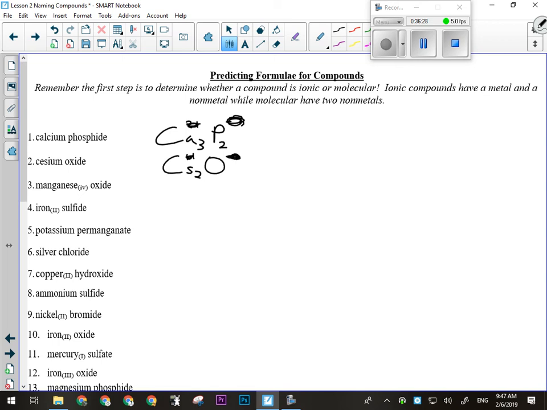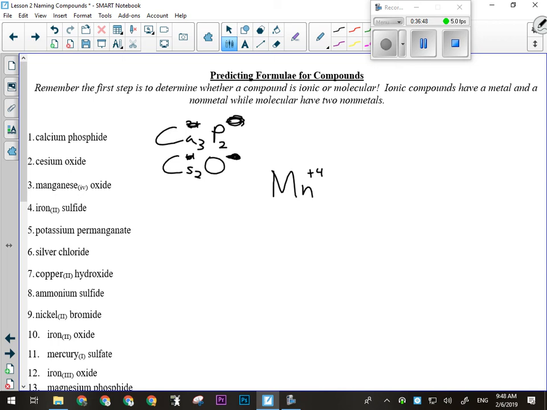Okay, for number 3, I've got a polyatomic ion in here, or sorry, not a polyatomic ion, I've got a Roman numeral, sorry, in this one. The Roman numeral tells me what charge to use for my multivalent metal, which is manganese. So manganese is Mn, and they told me that it has a +4 charge.